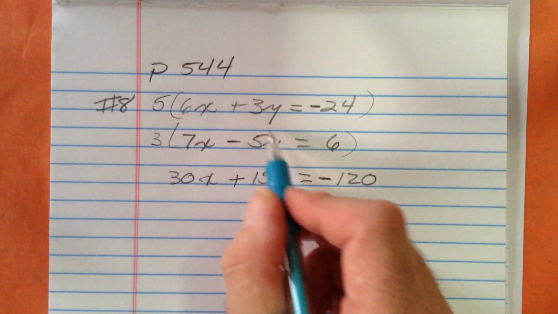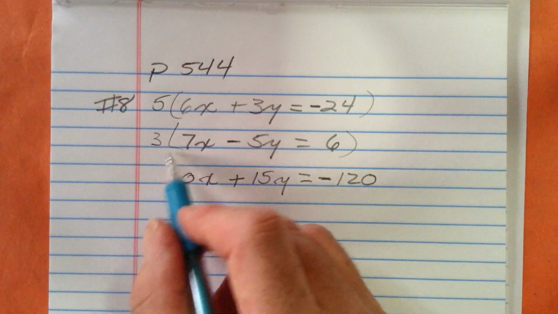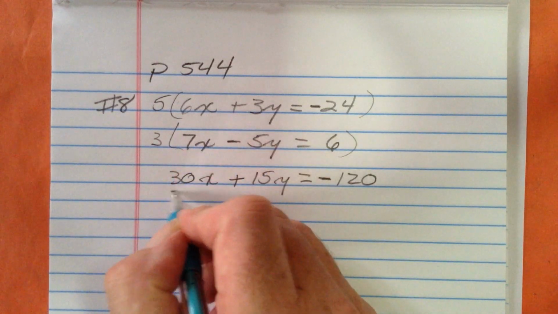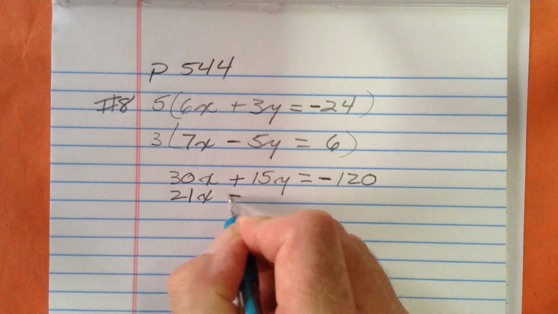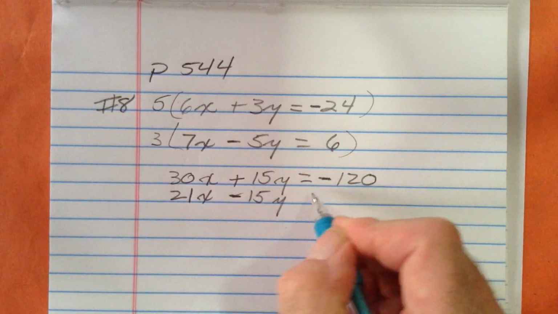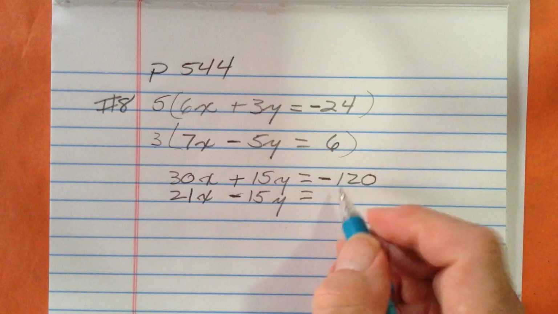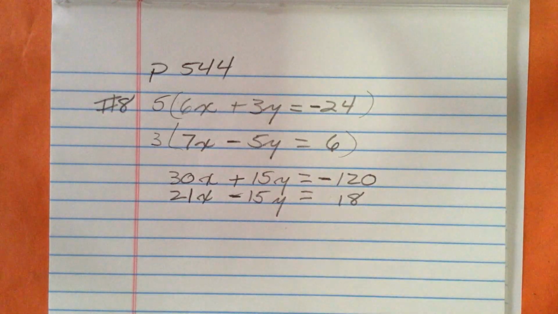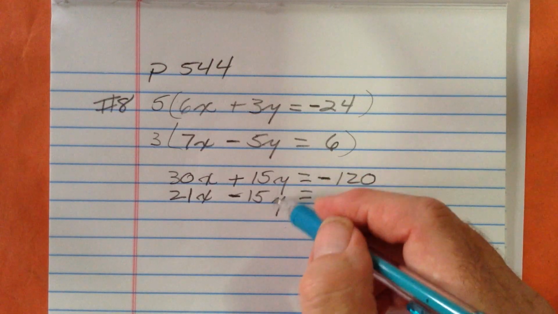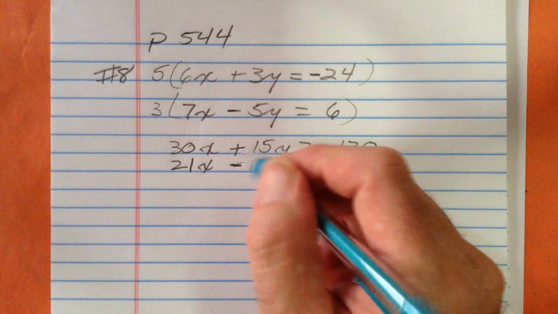But then for this one, to get this to a negative 15, I have to multiply the whole thing by 3. So here, 3 times 7 would be positive 21x, minus 3 times 5y would be negative 15y, equals 3 times 6, which is 18. Yep, 18. So now these two are opposite to each other, so I can eliminate them. They can be canceled out.